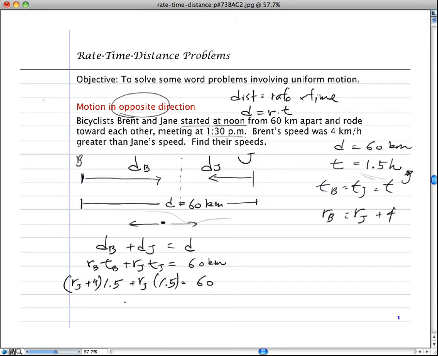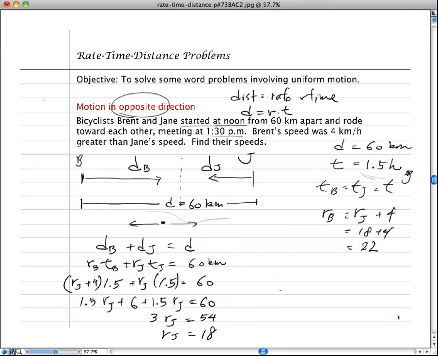You could distribute this out, right? Which gives you 1.5 R sub J, plus 4 times 1.5 gives you 6, plus 1.5 R sub J is 60. Then subtract 6 from 60, which gives you 54. And when you divide by 1.5, that should give you 36. Let me redo the sum: 1.5 R sub J plus 1.5 R sub B. And to get R sub B back, we substitute R sub J into it, and that gives you 22.